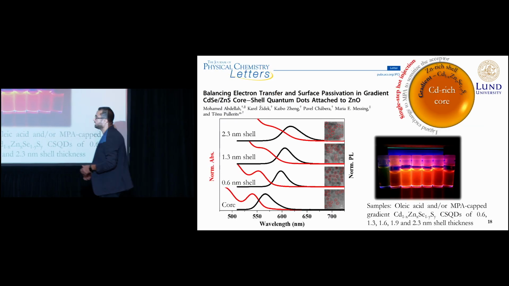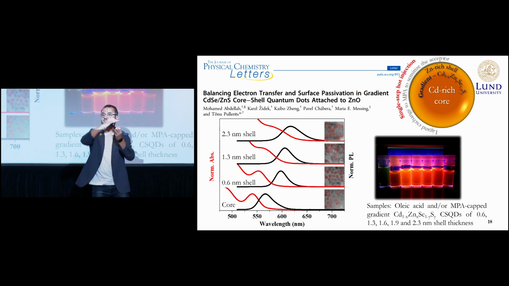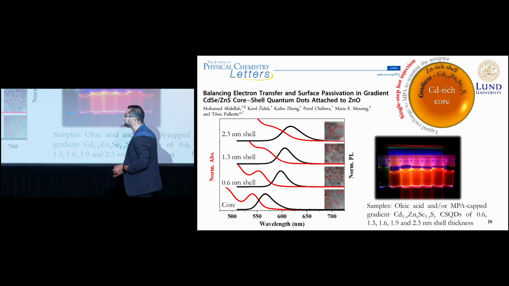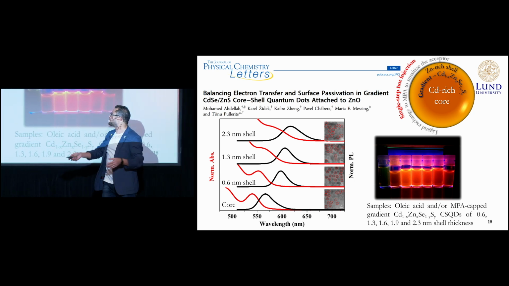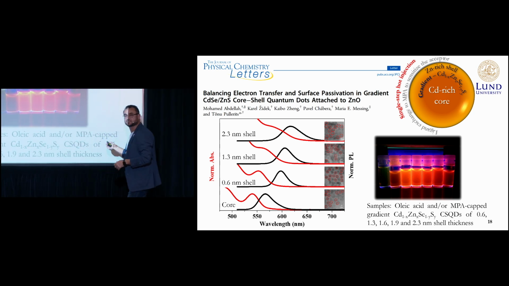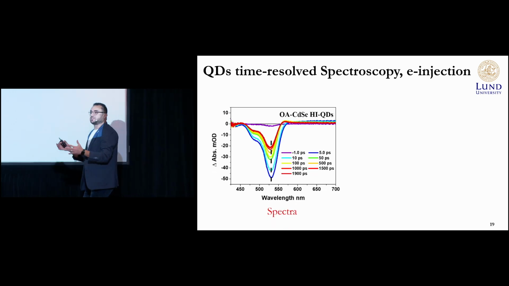How did we do that? We grow our core, and then we grow the shell. And the shell, when I say shell, it's like onion shells, layer after layer. We grow that, and we confirm our shell thickness using high-resolution TEM, and of course with some similar characterization. And this is how my samples look under UV light. So they are very beautiful. And this is now the laser spectroscopy I told you about before.